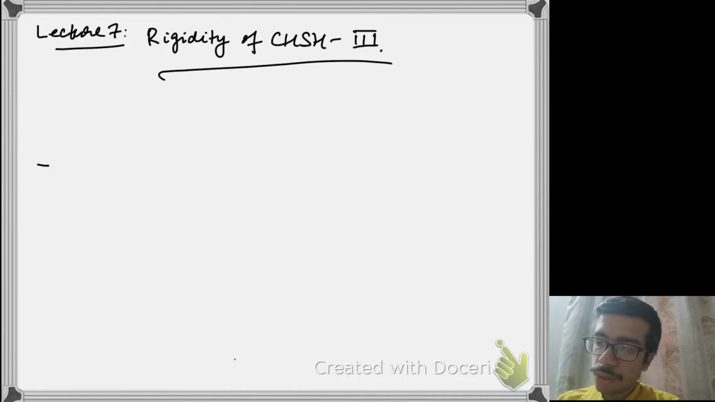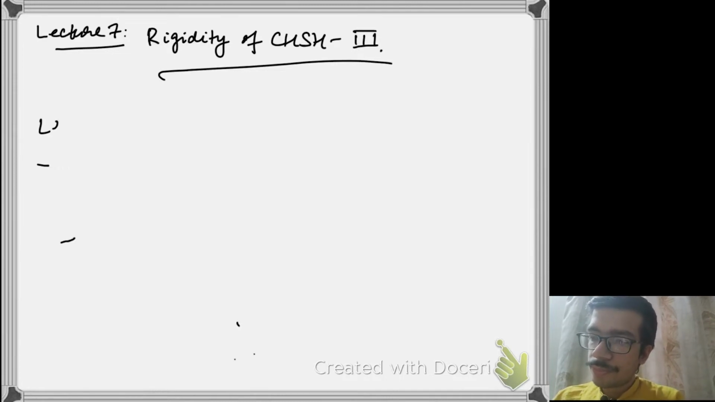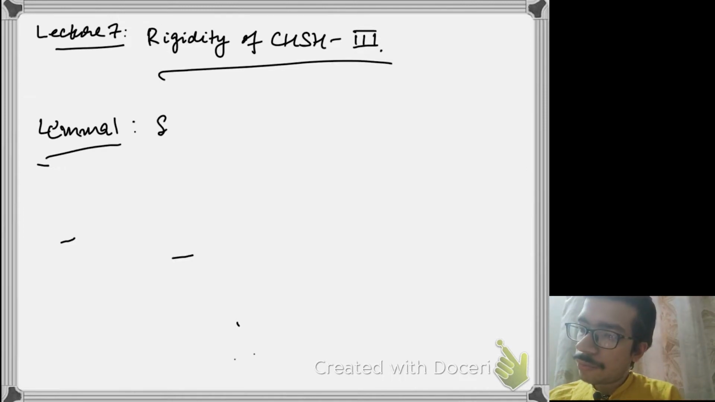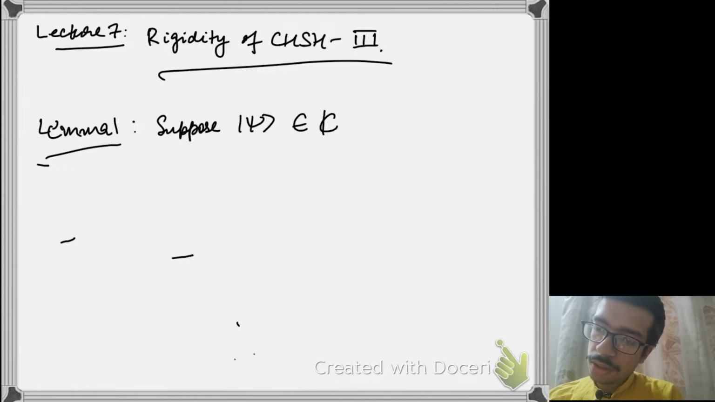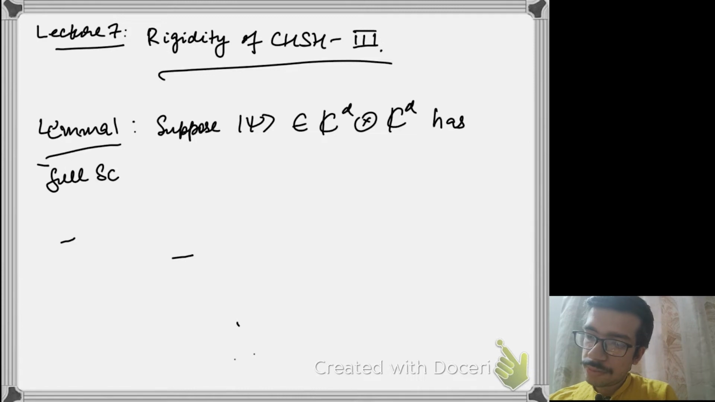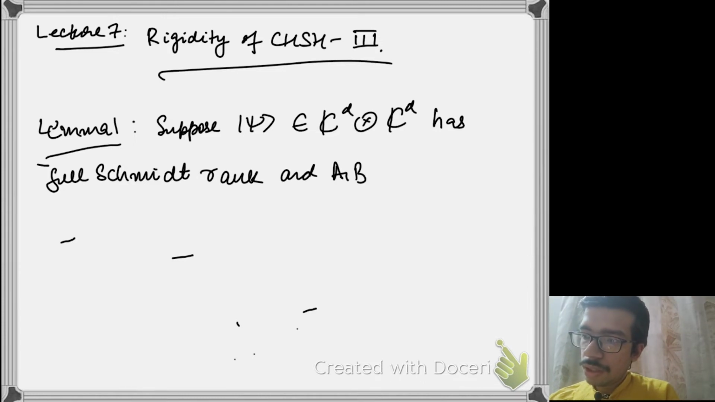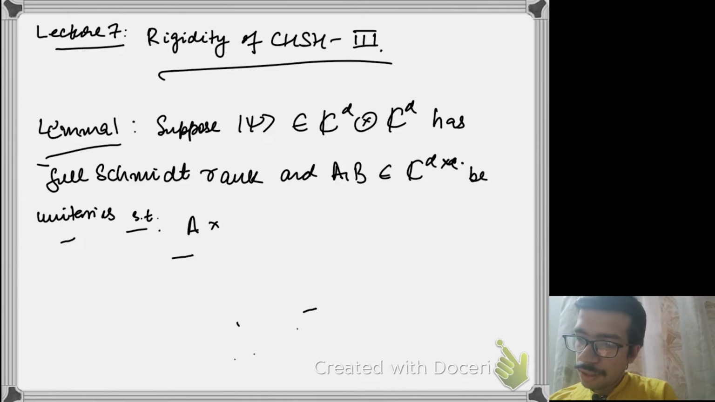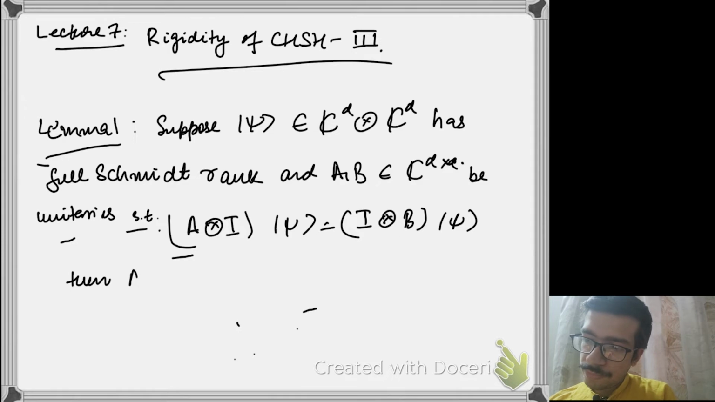So the first lemma which we used was as follows. Suppose psi in C^d tensor C^d has full Schmidt rank, and A and B in C^{d×d} are unitaries such that A tensor I acting on ket psi equals I tensor B acting on ket psi, then A must be B transpose. So we are going to prove this lemma now.